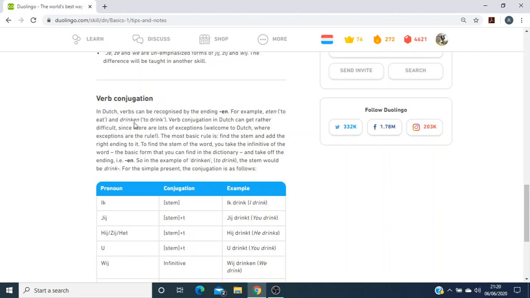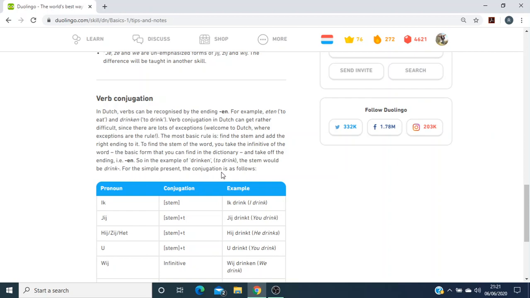So in Dutch, verbs can be recognized by the ending en, for example, eten, to eat, and drinken, to drink. Verb conjugation in Dutch can get rather difficult since there are lots of exceptions. Welcome to Dutch, where exceptions are the rule. The most basic rule is find the stem and add the right ending to it. To find the stem of the word, you take the infinitive of the word, the basic form that you can find in the dictionary, and take off the ending, i.e. en. So, for example, drinken, to drink, the stem would be drink.